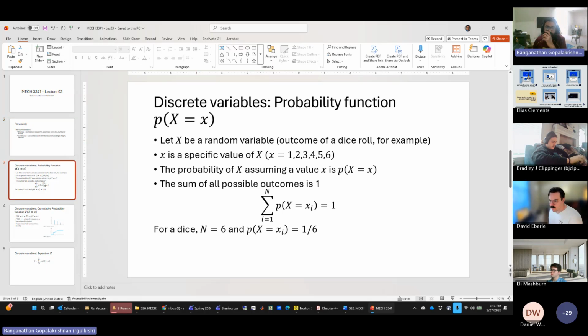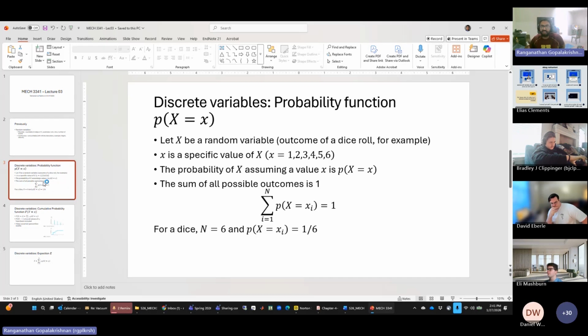We also saw, at least within discrete variables, what is called the probability function. If you take uppercase X to be a random variable, which could denote the outcome of a dice roll, for example, lowercase x is a specific value of upper X. That is, it can assume values like 1, 2, 3, 4, 5, 6. So we say that the probability of X assuming a value of lowercase x is P of X equals x. The sum of all the possible outcomes must equal 1.